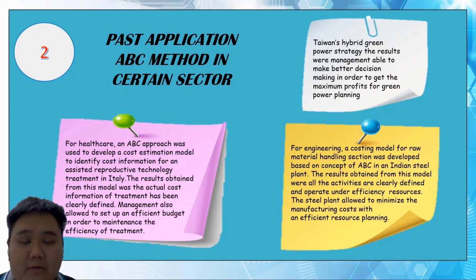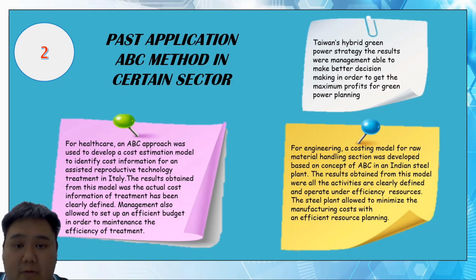Next, the past research also shows that after applying the activity-based costing method in the engineering sector, such as Indian Steel Plant Company, they were able to clearly define their activities and operate efficiently with their resources. They also managed to minimize their cost of manufacturing.